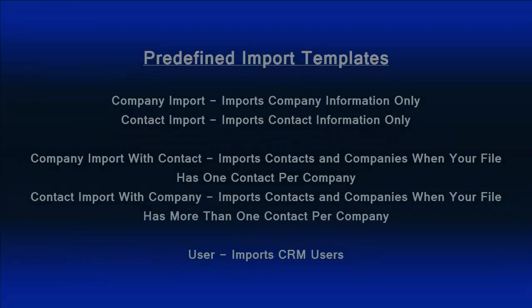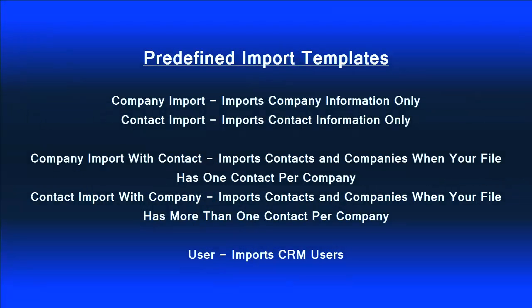Here is a list of all supplied templates and the type of data they're mapped to. The company import is used when your import file contains only company information. The contact import is used when your import file contains only contact information. Use the company import with contact when your file has both companies and contacts, and there is only one contact per company. The contact import company is for files that have companies and contacts where there are many contacts per company. This is the one we'll be using in our training. The user import is useful when there are a large number of users to be added to CRM.